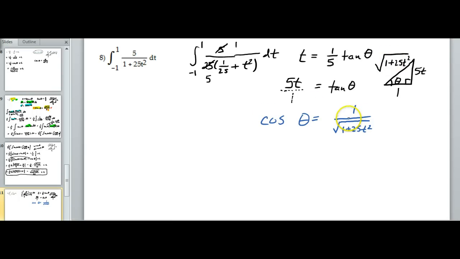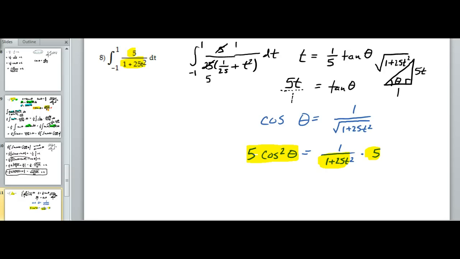And if that's the cosine, then if I square top and bottom, I get cosine squared is equal to 1 over 1 plus 25t squared. And then to get that 5, I'll multiply both sides by 5. Now I've got 5 over 1 plus 25t squared, so I've got this to look exactly like this now. So that's equal to 5 times cosine squared.